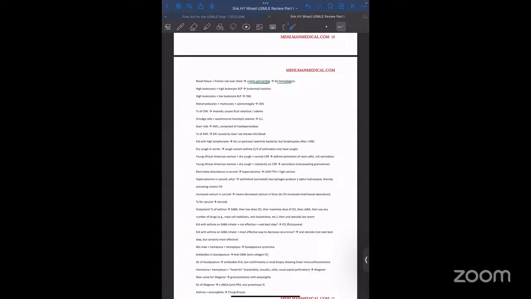Okay, so Auer rods in AML, composed of myeloperoxidase. Treatment of AML can lead to DIC. Why? Because Auer rods are released into the blood, and that's a lot of myeloperoxidase. This can trigger DIC. Okay, wow. I don't remember this.